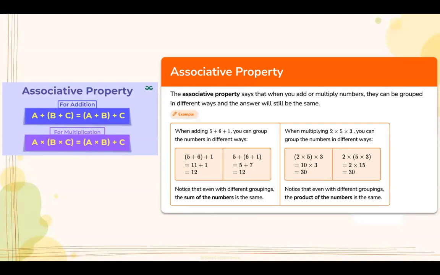Similarly, when you do multiplication, you can group 2 times 5 first, do that before multiplying by 3, or you can first multiply 5 times 3 before multiplying by 2. The fact that, anyway, these are also commutative operations, right? So that's how it is. And so when we now talk about distributive.